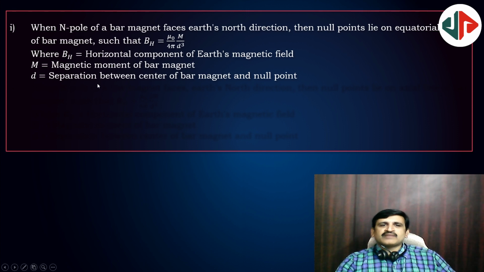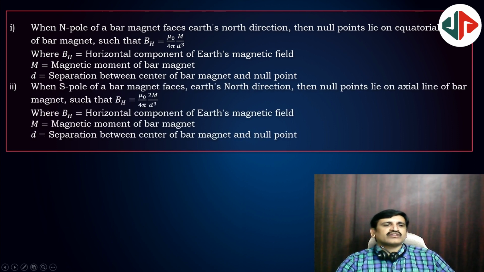When the north pole of a bar magnet faces geographic north, then the null point comes on the equatorial line. This is important. Then mu naught by 4 pi m by d cube equals BH, where BH is the horizontal component of Earth's magnetic field, m is the magnetic moment of the bar magnet, and d is the separation between the center of the bar magnet and the null point. When the south pole of a bar magnet faces geographic north, then null points come on the axial line. So mu naught by 4 pi 2m by d cube will be equal to BH at the null point place.